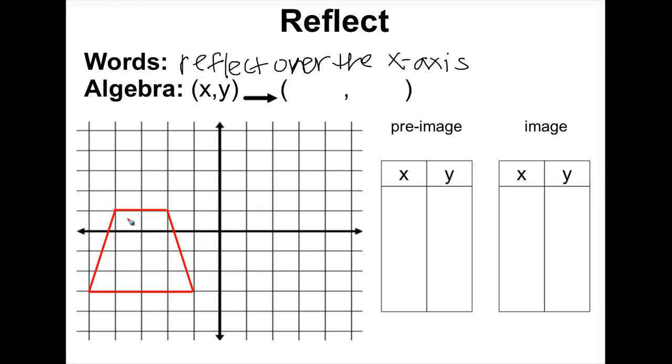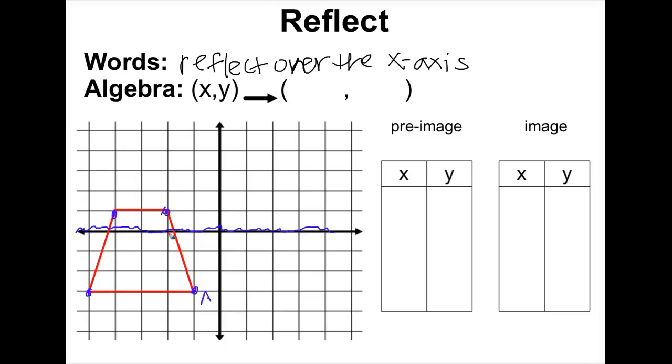Now I want you to notice we're reflecting over the x-axis, which is right here. And you'll see that my shape crosses over. All right, it's a little bit tricky, but not too bad. What we want to look at here is when we're reflecting, we want to focus on our coordinates. So let's just focus on the corners here.